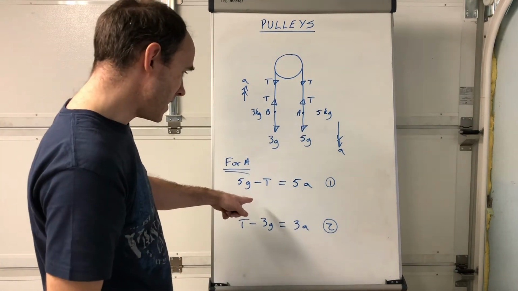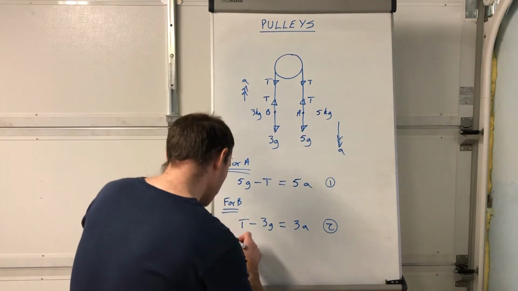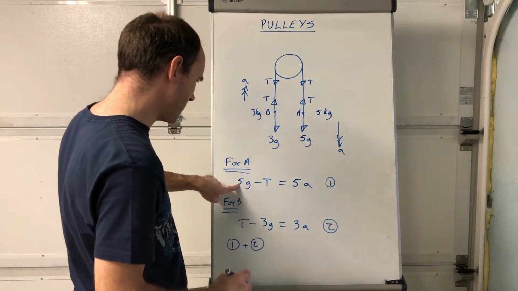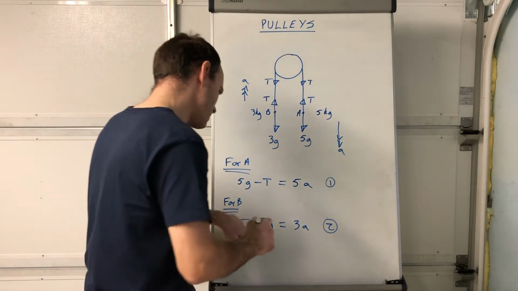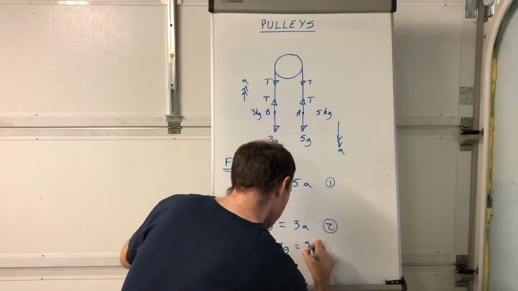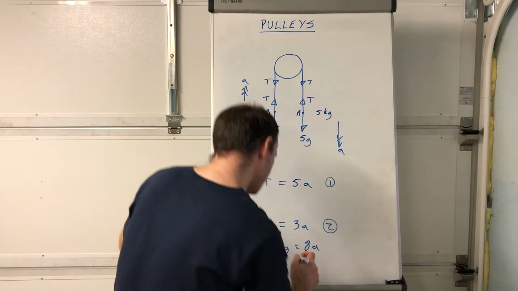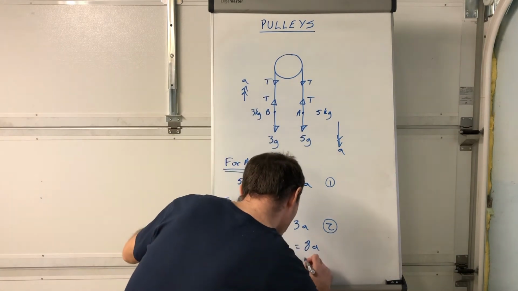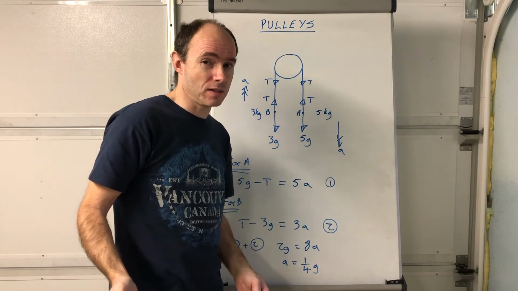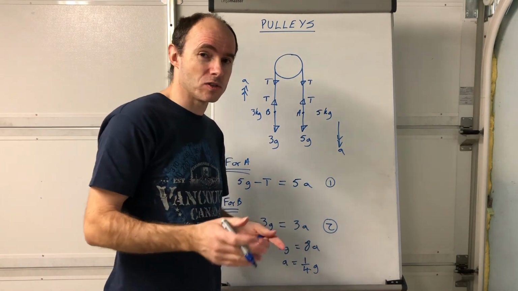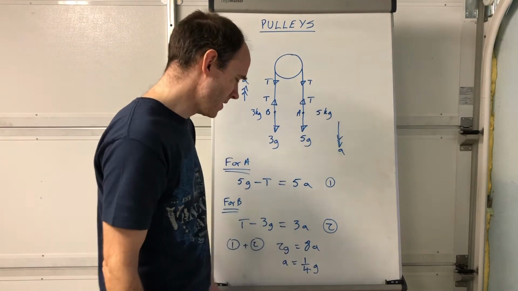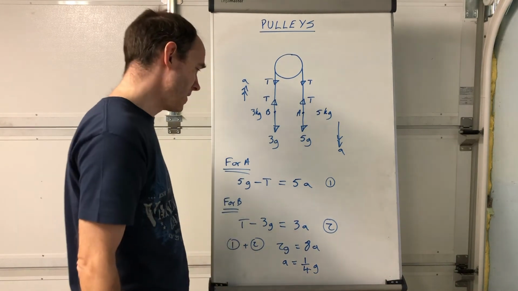The easiest way of solving these simultaneously is to add the two together. When you add the two together, the negative T and T will cancel, of course. And you're left with 5g subtract 3g, so that's 2g, is equal to 5a plus 3a, which is 8a. Then you've got a is equal to 2g over 8, or 1/4 g. It's quite common to leave g in the answer. You don't have to, but it's quite common. Otherwise, you just work out what a quarter of 9.8 actually is, but I would leave g in the answer there.